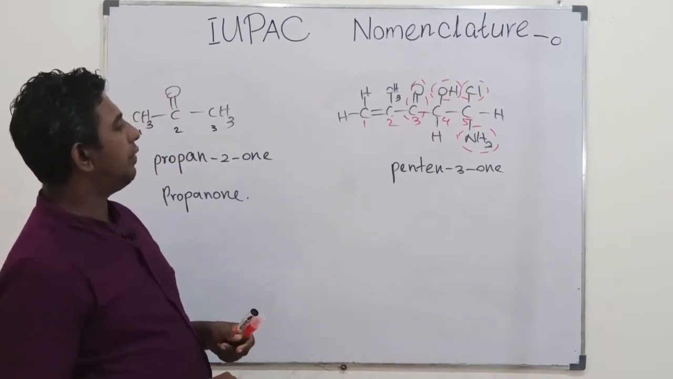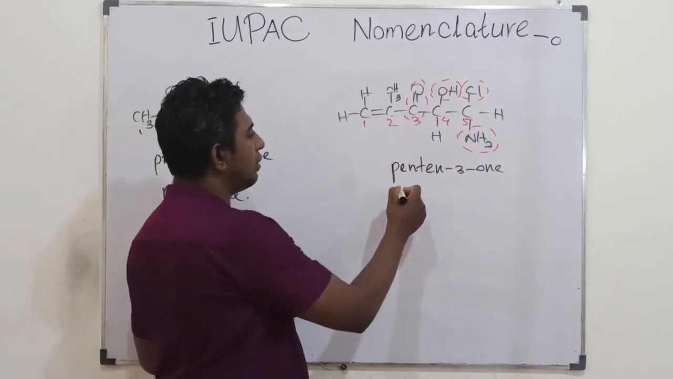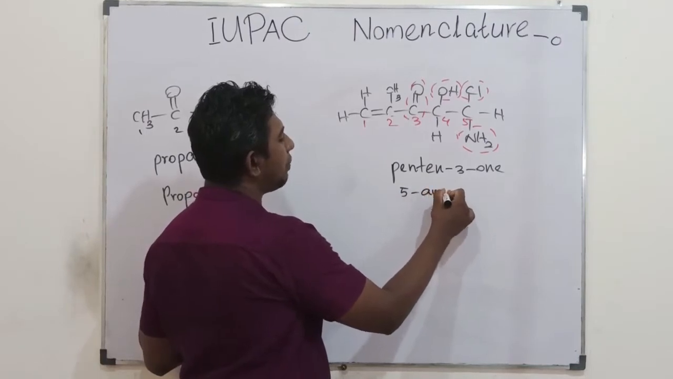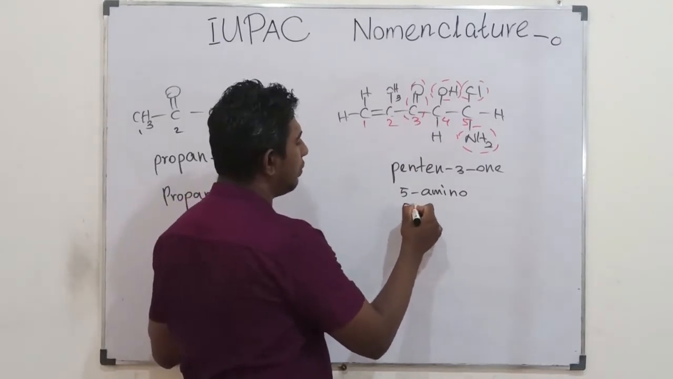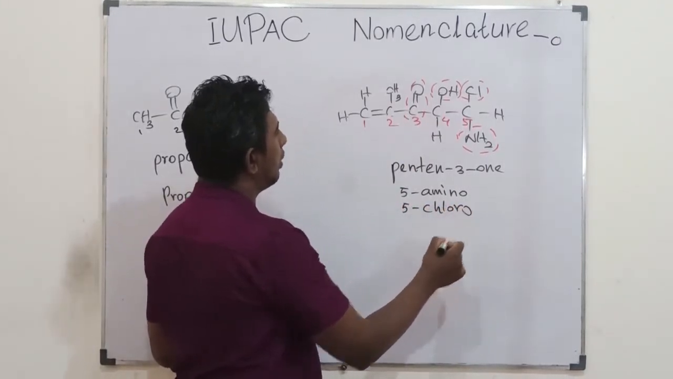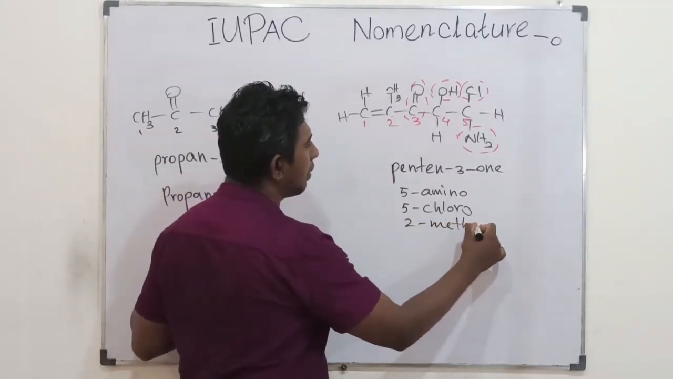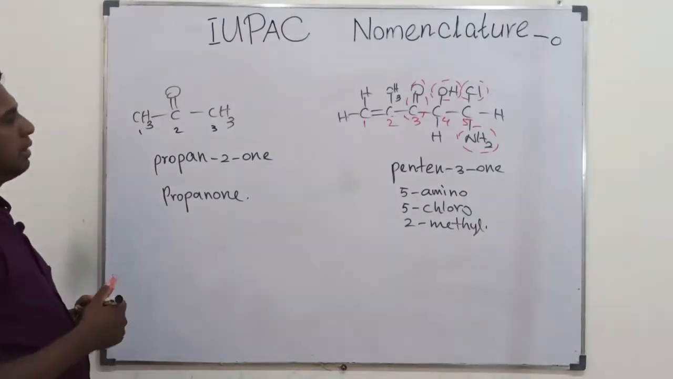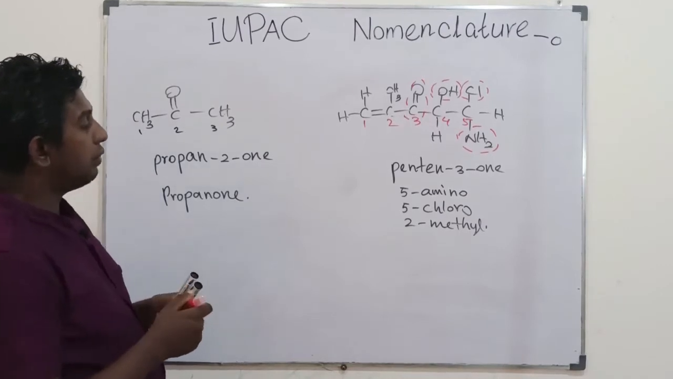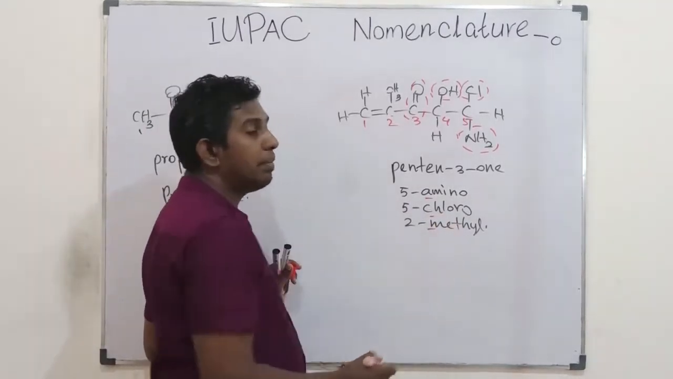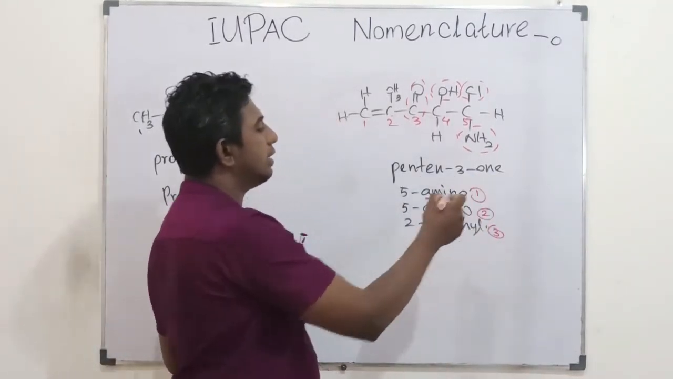So then students, when we have this amino being a subfunctional group, it's 5-amino. This is a chloro, it's 5-chloro. Then you have methyl on second, 2-methyl. So those are the subfunctional groups. So an alkyl group, you need to treat them in alphabetical order. This is the first, this is the second, this is the third, this is the stem.